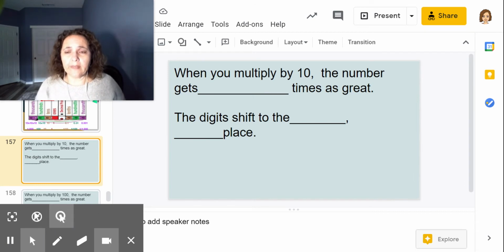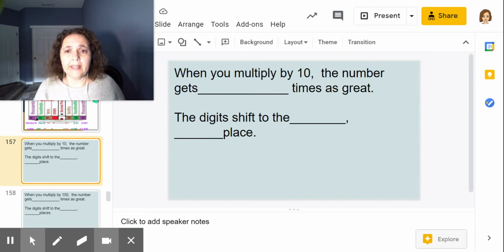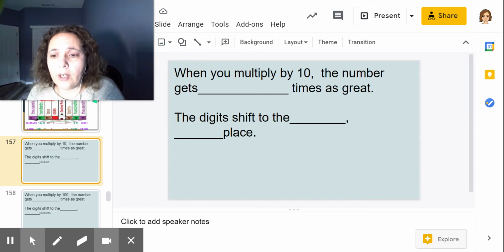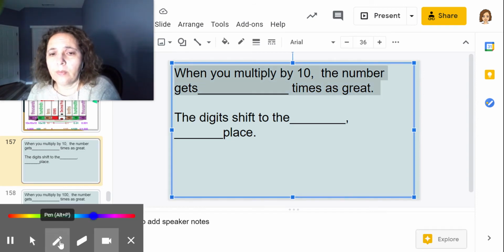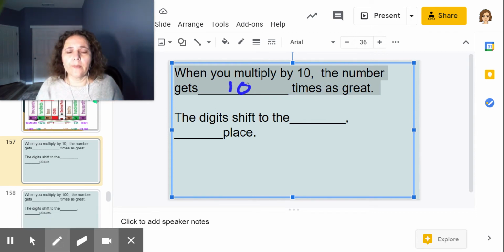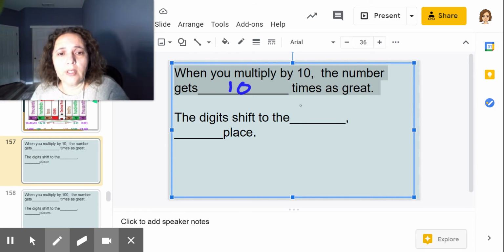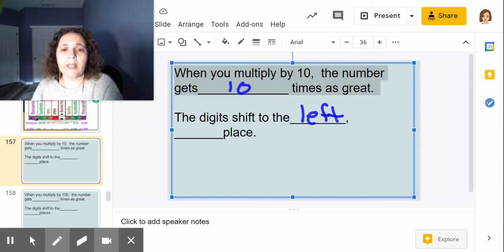Okay. So we just looked at our place value chart. What happens when you multiply it by 10? The number gets blank times as great. So multiply by 10, it's getting how many times bigger? If you said 10 times bigger, you are correct. It's increasing by 10. It's getting 10 times bigger. And the digits shift to the, which way do they shift? They shift to the left. That's right. They shift to the left. And how many places are they shifting when you're multiplying by 10?